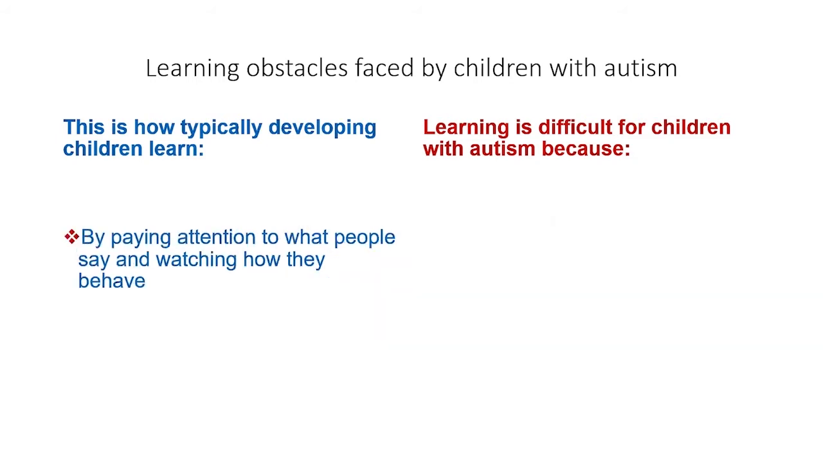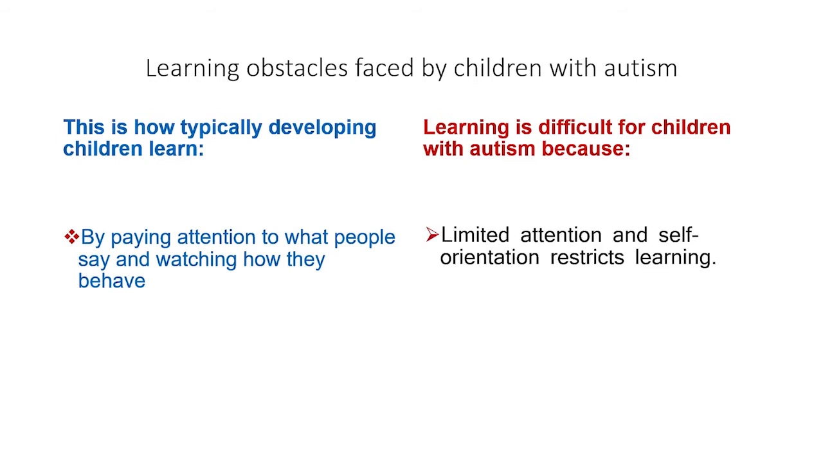Typically developing children pay attention to what people say, to what people do, and how they behave, and they learn from that. Children with autism, on the other hand, have limited attention. And at the same time, they have a self-orientation. They find it hard to pay attention to others, and that in itself restricts their learning.